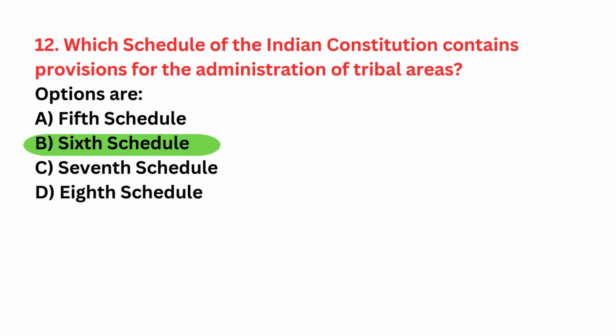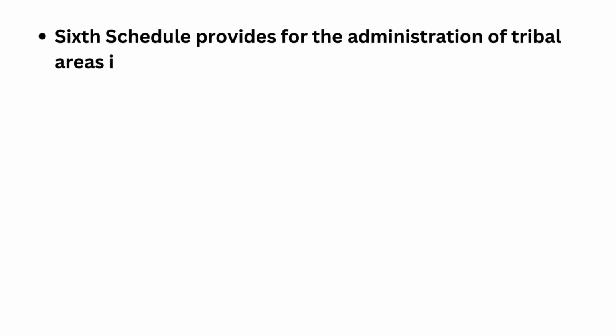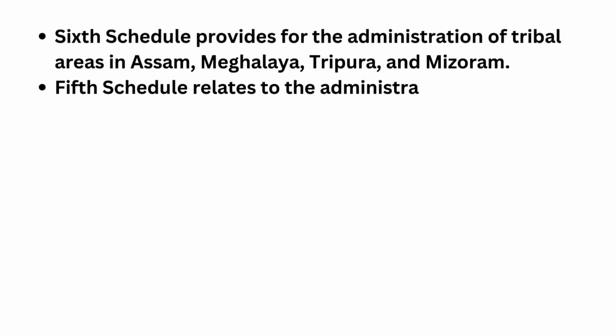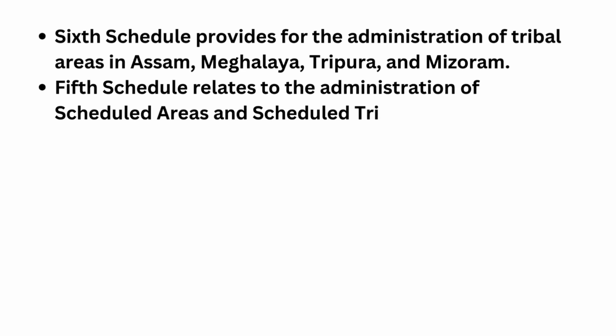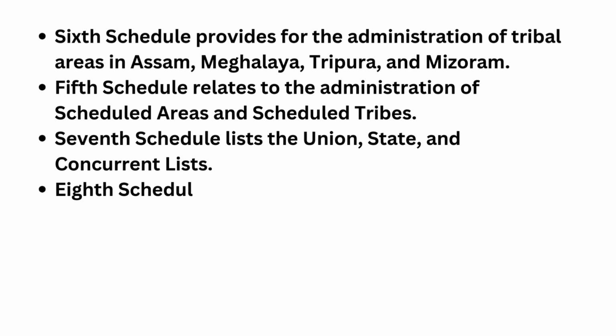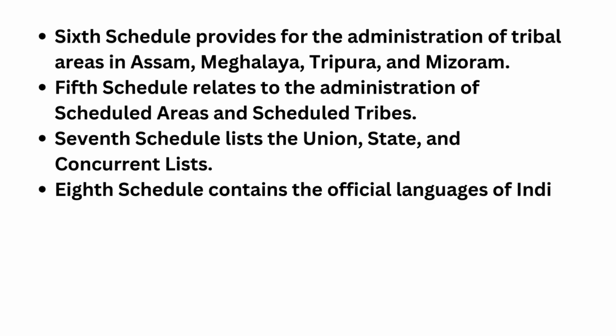The answer is option B. 6th Schedule. 6th Schedule provides for the administration of tribal areas in Assam, Meghalaya, Tripura, and Mizoram. 5th Schedule relates to the administration of scheduled areas and scheduled tribes. 7th Schedule lists the union, state, and concurrent lists. 8th Schedule contains the official languages of India.